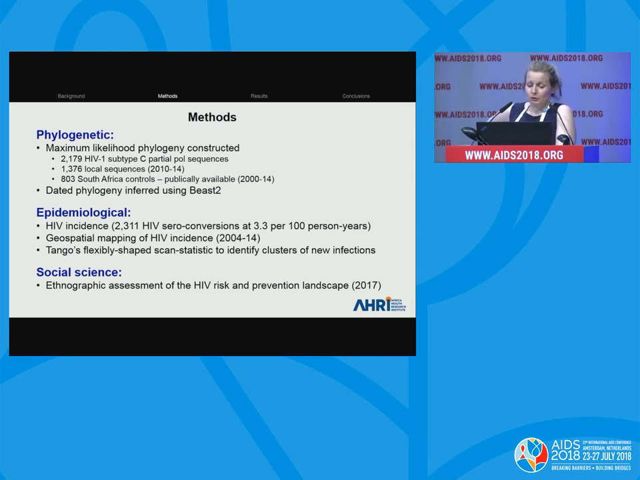The epidemiological work was led by Frank Tanser, and I think you've heard about this in a separate talk earlier this week, and it calculated HIV incidence in the area. He also undertook geospatial mapping of the HIV incidence and used Tango's flexibly shaped scan statistic to identify new clusters. And the social science work was undertaken by Mariam Shamanesh and Janet Seeley, and it involved an ethnographic assessment of HIV risk and prevention landscape.